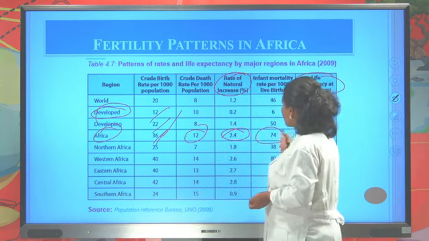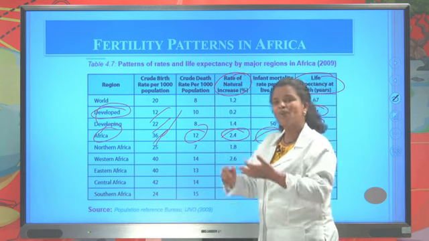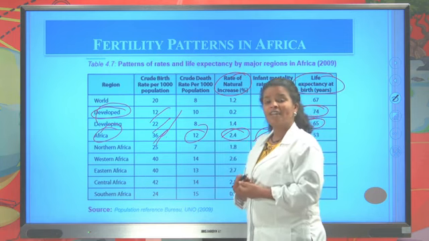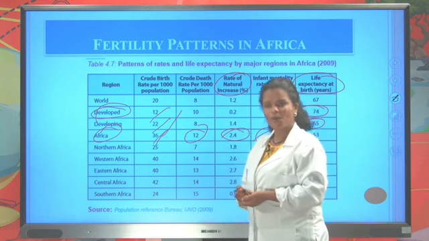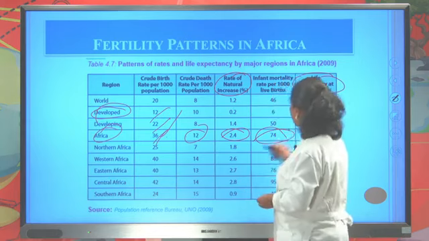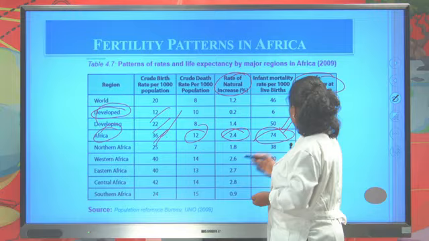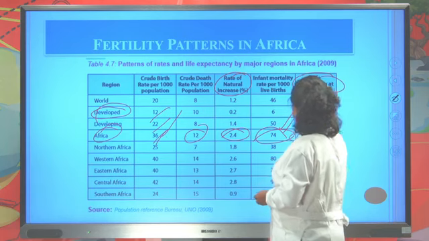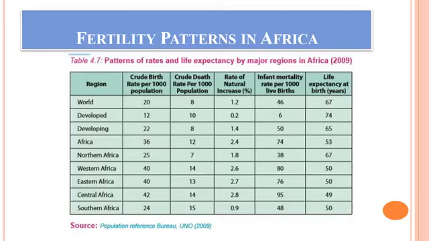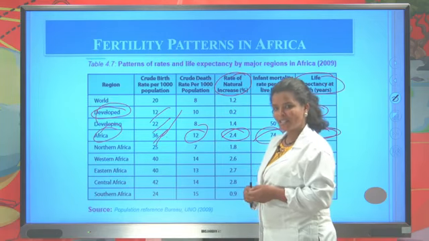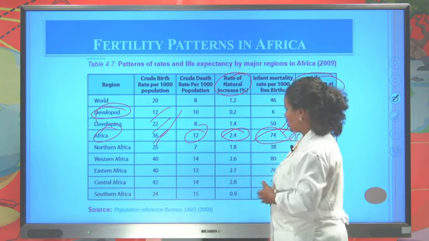The infant death rate in Africa is very high because African countries have low economic status. Because of this, more infant deaths happen each year. When we see the life expectancy of Africa, it is 53 years. The fertility rate is high, but the life expectancy is very short.